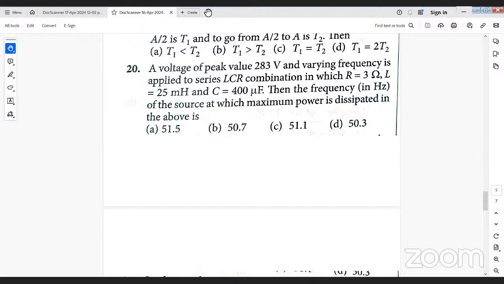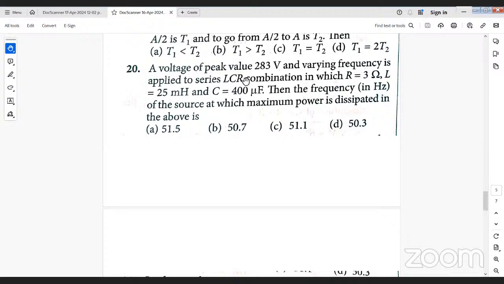Question number 20, it is from the alternating current chapter. See the question. A voltage of peak value 283 volt and varying frequency is applied to a series LCR combination in which R is equal to 3 ohm, L is equal to 25 millihenry, and C is equal to 400 microfarad. Then the frequency of the source at which the maximum power is dissipated in the above is.